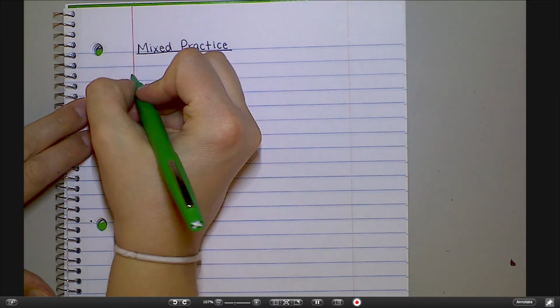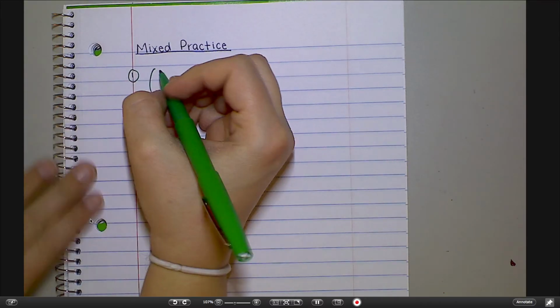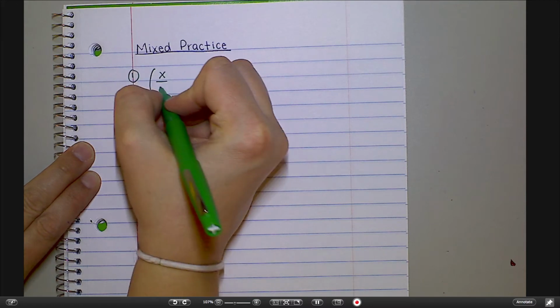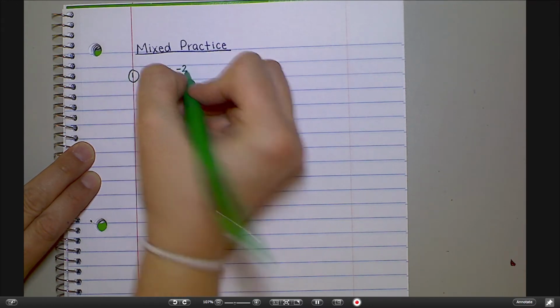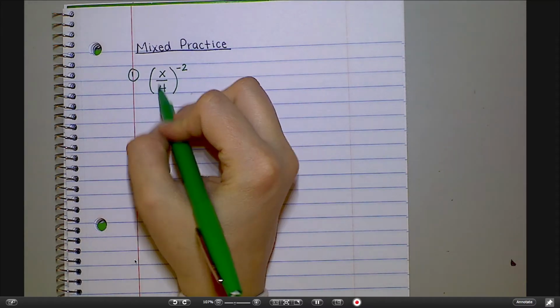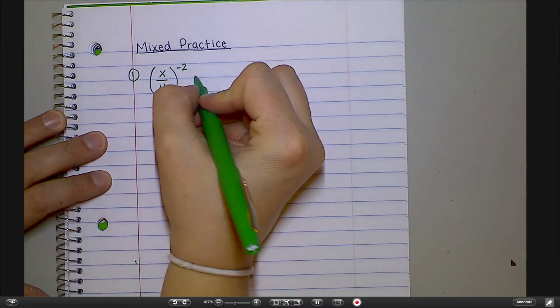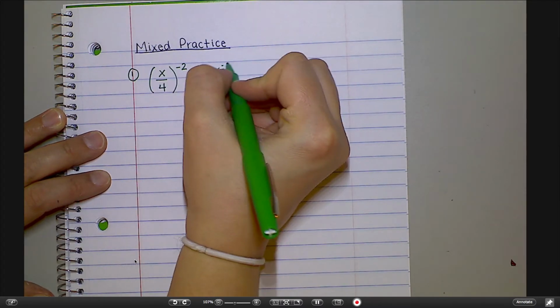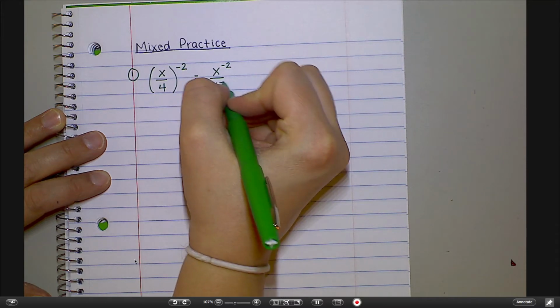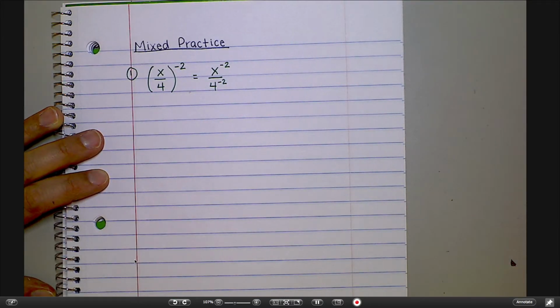So first one. Number 1 is x over 4 to the power of negative 2. And I did this specifically so that you would see how it works when you have a fraction raised to a power. Okay? Anytime you are taking a fraction and raising it to a power, that power applies to the top and the bottom of the fraction. So what this is really saying is x to the negative 2 and 4 to the negative 2. Okay? So that negative 2 goes on the top and on the bottom. Which means they're both unhappy, right? Yeah. So they're both going to switch places, yep.